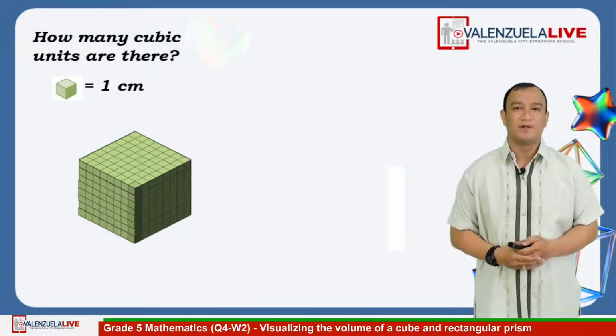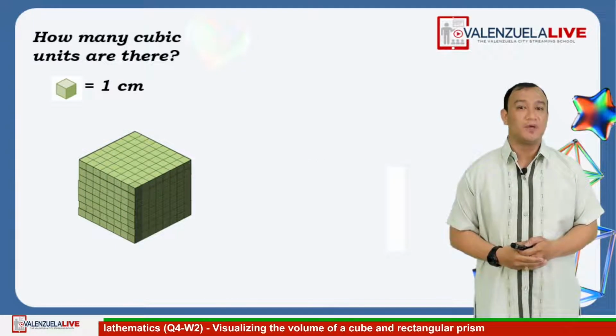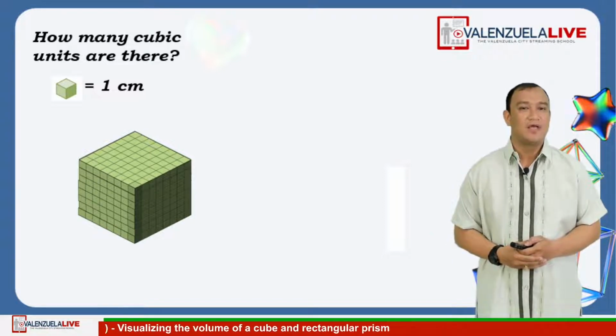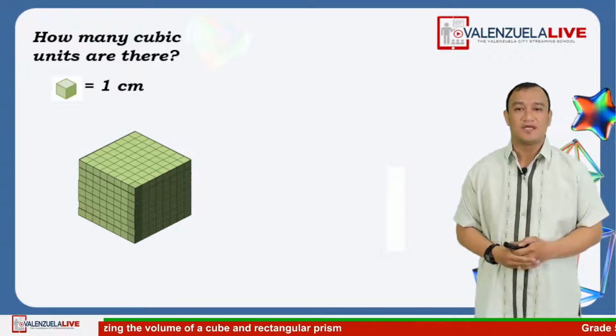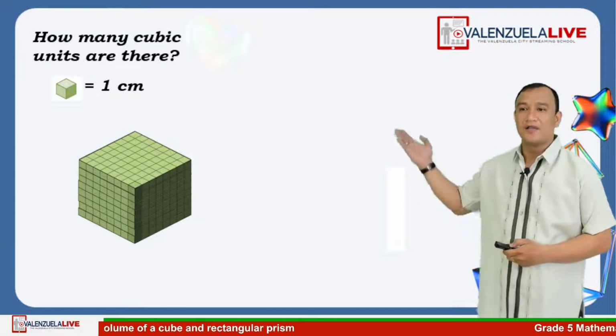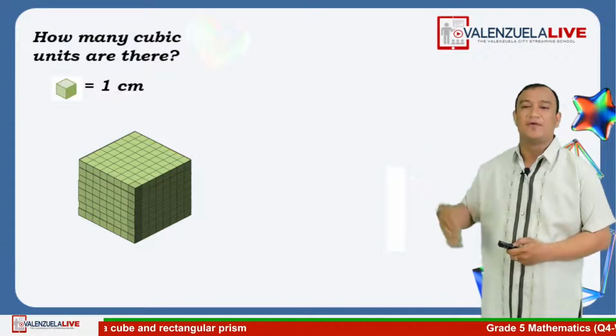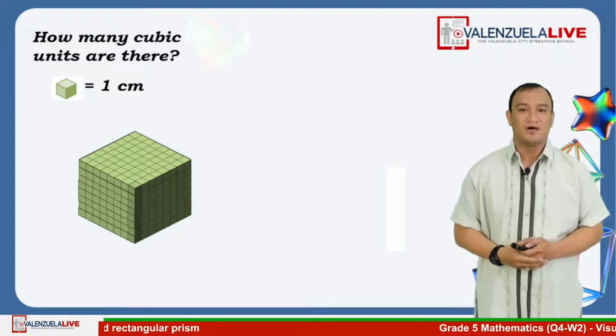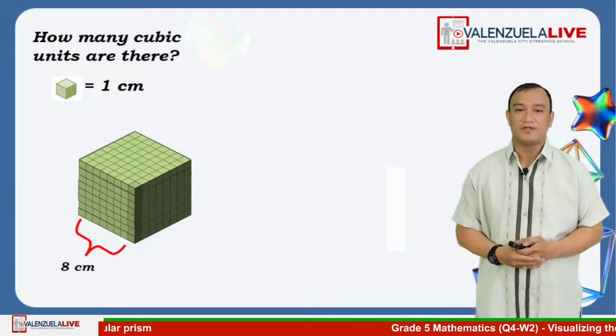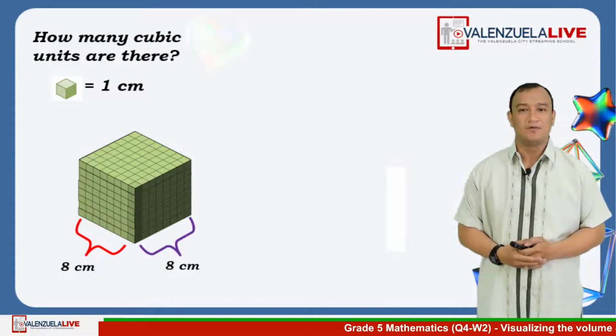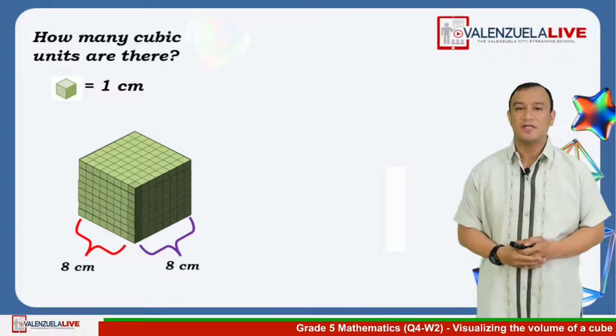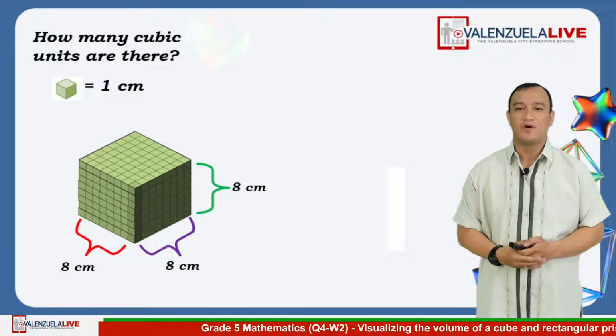Next example. How many cubic units are there? In this example, each cube is equivalent to 1 centimeter. The row consists of 8 centimeters. The column has 8 centimeters. And the layer also has 8 centimeters.